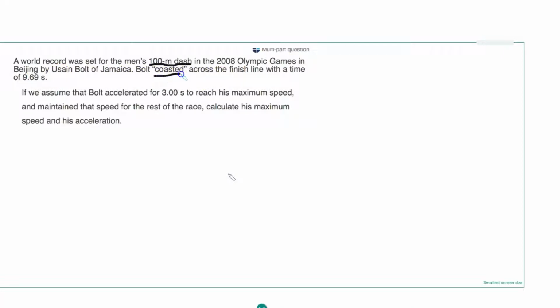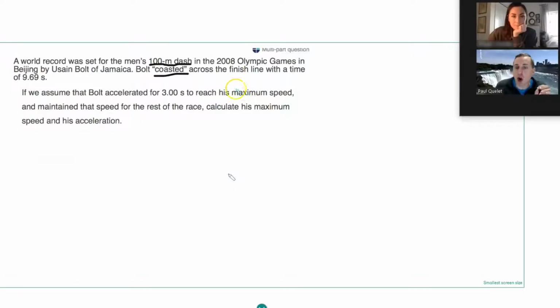Now it says coasted across the finish line. Think about what coasted means. When Usain Bolt reaches his maximum velocity, he's speeding up for 3 seconds. But after he reaches that maximum velocity, he keeps it. He keeps going as fast as he can go until he reaches the finish line.